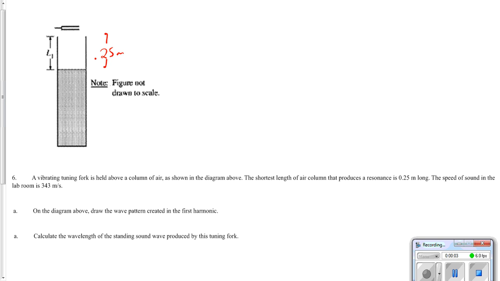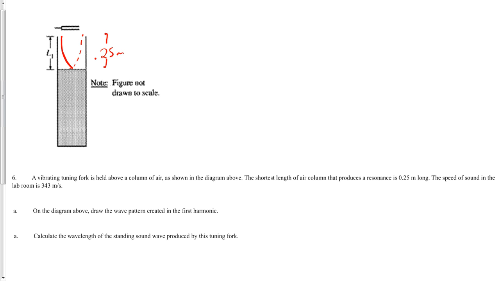What's the wave pattern look like for the first harmonic? This is an open closed tube. What's at the open end? Antinode at the open end. Closed end, we have a node. The first harmonic looks like that.